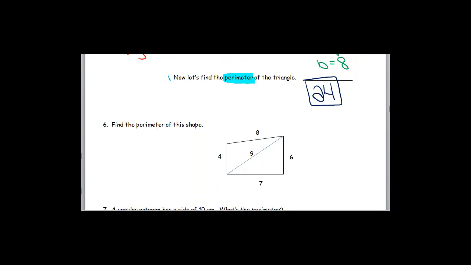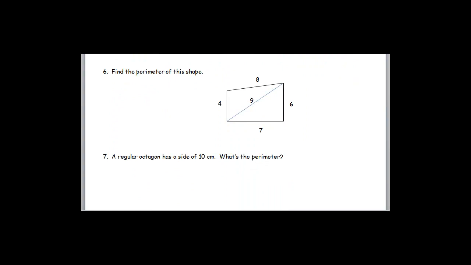Next, if we look at picture number 6, everything is provided for us, so it seems like it should be the easiest problem, but again, there is one little thing I want to caution you about. Perimeter is adding the sides of the polygon, the outside, the 8, the 6, the 7, and the 4. Do not include the 9. The 9 is not part of the side. It is not part of the perimeter, so I just wanted to warn you about that.